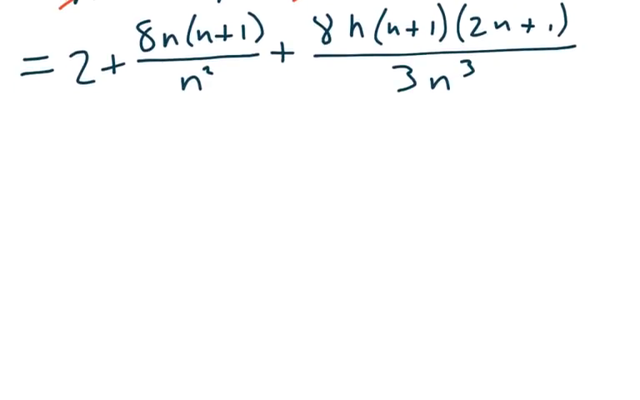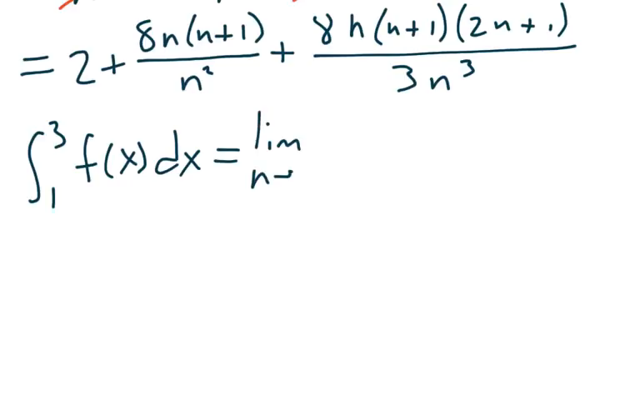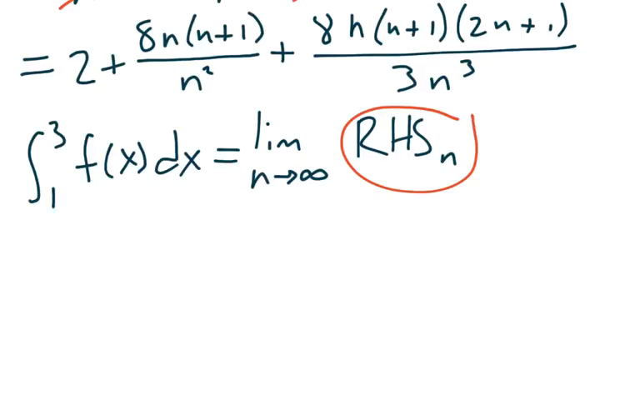Now remember, the integral from 1 to 3 of f of x dx is the limit as n approaches infinity of the right-hand sums with n rectangles, which we just found. So all we have to do is take a limit of those fractions and add them together. The limit of the first term is 2, because it's constant. Now, the second term looks like a rational function.